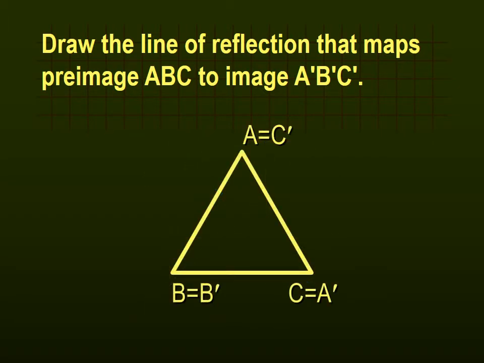Now we want the preimage ABC to image A prime, B prime, C prime. So again, A to A prime, B to B prime, C to C prime. And so that gives us that line, and we're done.